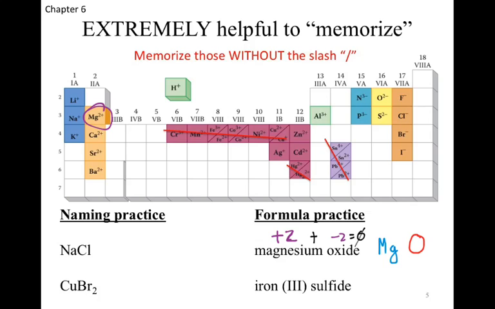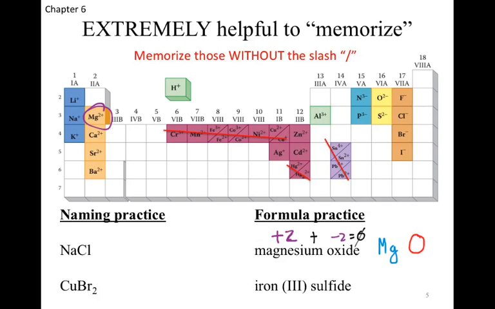0, which means we don't have to specify any numbers. We have exactly 1 magnesium to 1 oxygen. It's perfectly balanced. We don't have to stress about anything. That is our formula for magnesium oxide, MgO. Kind of cool. Okay, how about the next one?